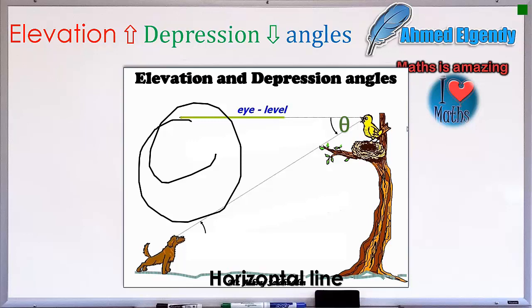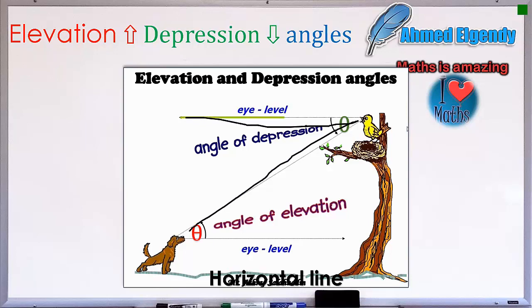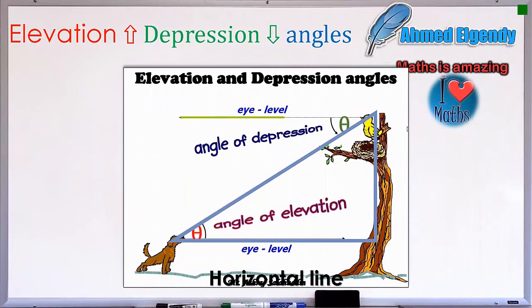Then, using parallel lines, the angle of depression equals the angle of elevation in this situation. Why do we use this situation? When we draw a line to represent the tree, it will be a right angled triangle, like this. Then when we use the angle of depression as we use the angle of elevation, we work inside the right angle triangle.